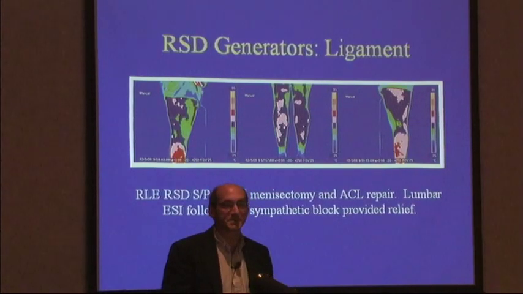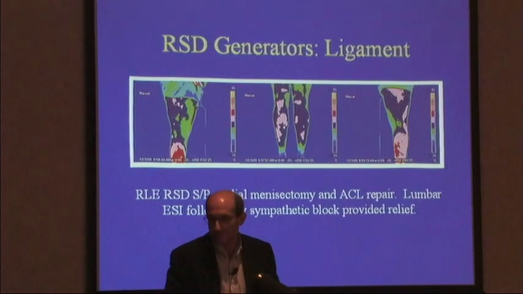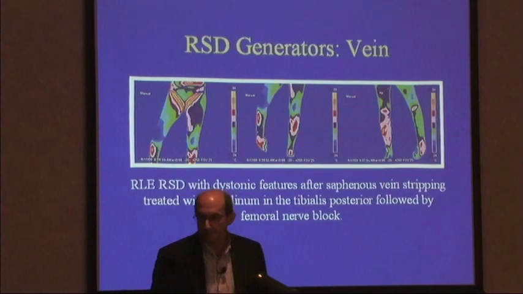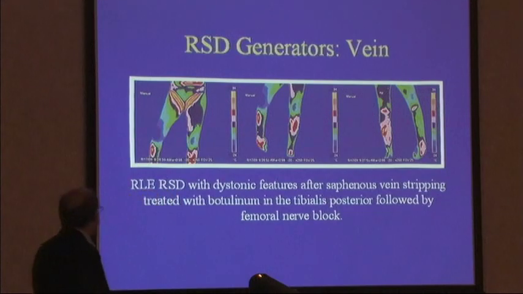Why isn't this person getting well? Infection, inflammation, coagulopathy. What can you do to reduce total load? Vein itself can be a generator.